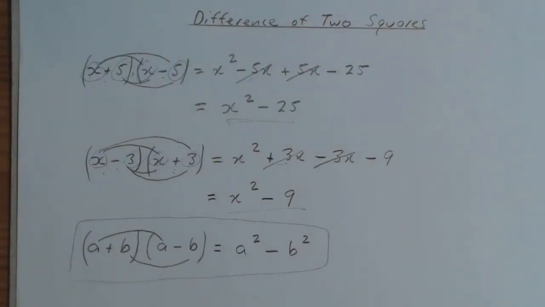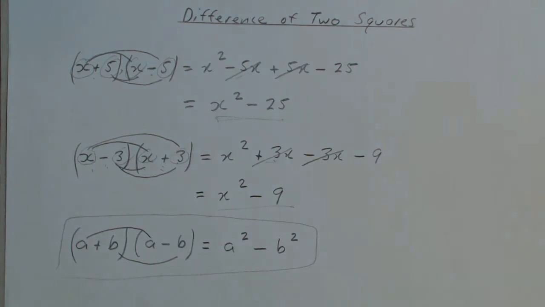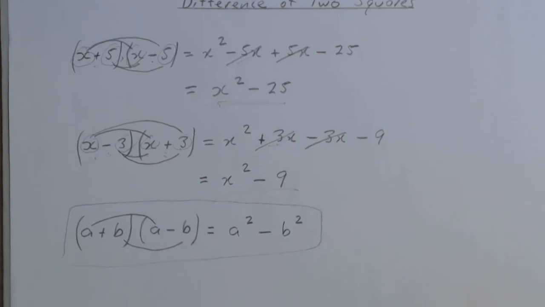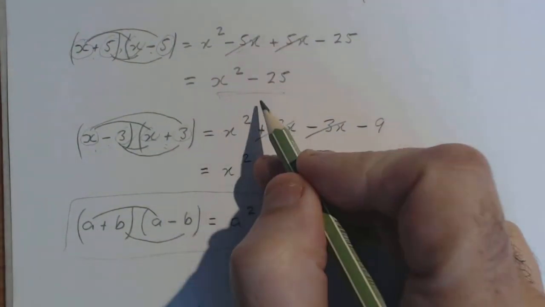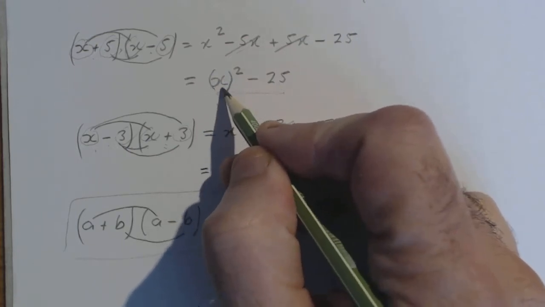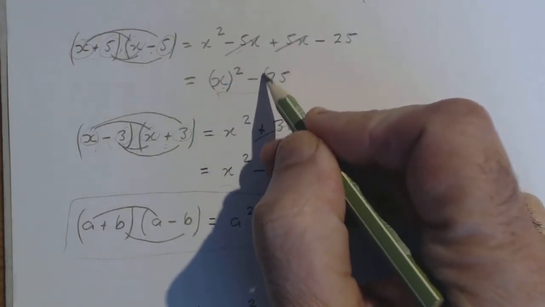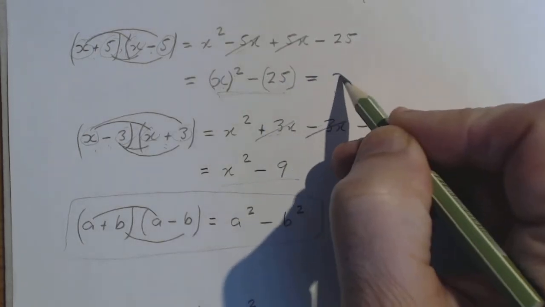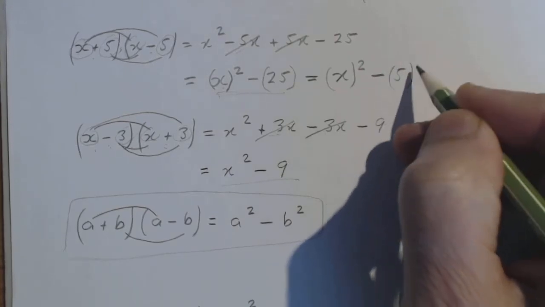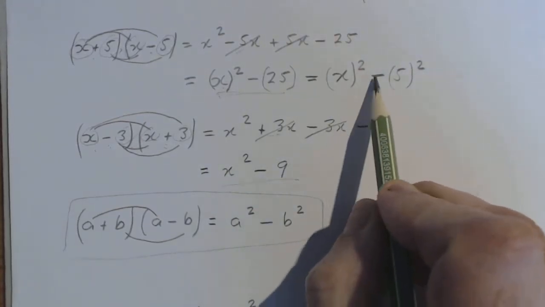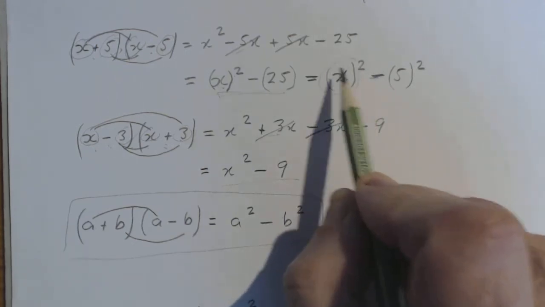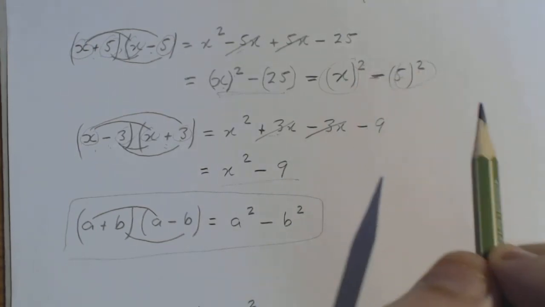Before we finish, let's just have a look at why we call this a difference of two squares. Let's just analyze the results here a little bit more carefully. I can isolate the x there, x squared, and I can isolate this 25, and I can rewrite this as x all squared minus 5 all squared. Now there is our difference. That's the difference, the minus sign, of two squares. That's one square. That's our other square.